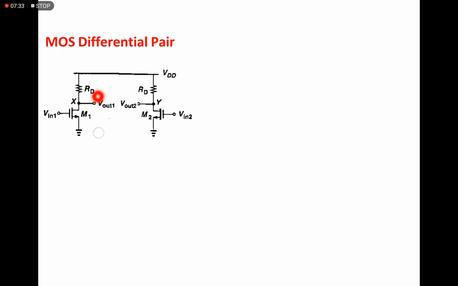Actually, this consists of two common source MOS amplifiers only. Here, this will be one of the common source amplifier 1, and this one will be common source amplifier 2. Now, this one will also act as a differential amplifier. If we consider the common source amplifier 1, the input is V in 1.